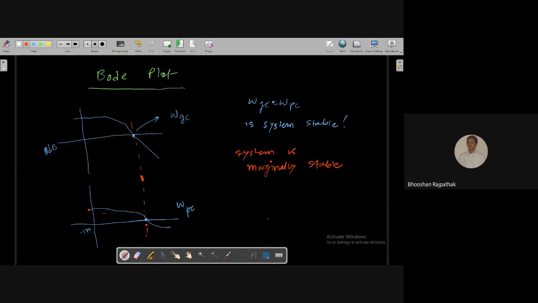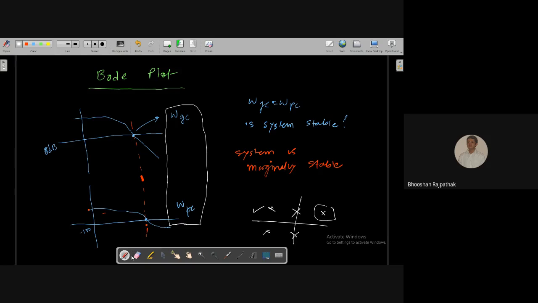In our time response, you must have observed that when the roots lie on j omega axis, then we say system is marginally stable. If roots lie in LHS, system is completely stable. If roots lie in RHS, system is unstable, and when they are on j omega axis, system is marginally stable. Similarly, this is the case when omega GC is equal to omega PC, system is marginally stable. Okay, so this is the special case.